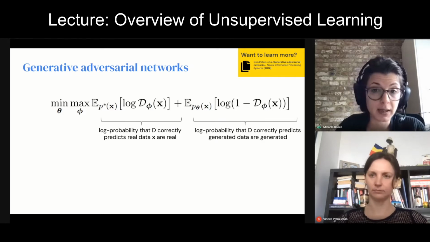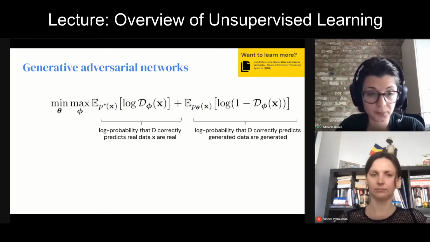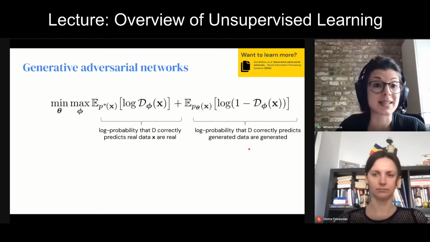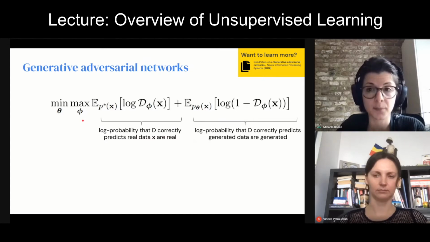Once the discriminator has been well trained, the generator now has to train with the same loss function, but with a different sign. So this is what the difference between min and max is. Now the generator is saying, well, I want to learn theta such that this term is as small as possible. So that means that the discriminator predicts that generated data is real.